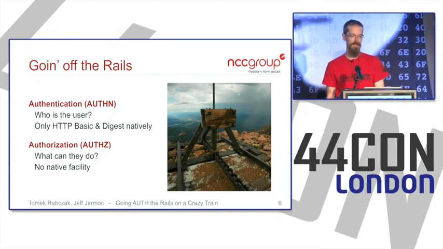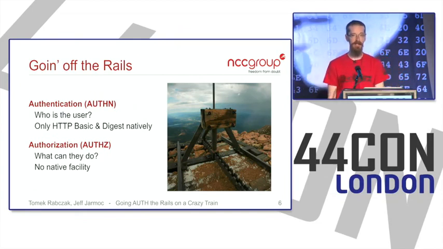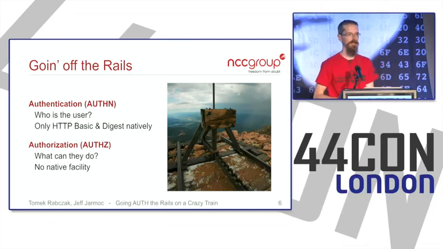Authentication focuses on who the user is, establishing and proving their identity, and authorization then determines what actions they're allowed to perform. Within Rails, authentication is really only supported natively by HTTP basic and digest auth, which is probably not what you're looking for in most applications. Authorization, there's really no native facility. In both of these cases, there are some helper methods that can make it a little bit easier to build your own systems, but you really do have to do that.